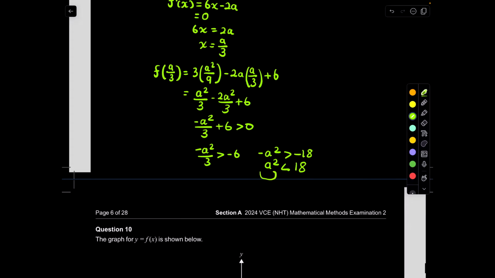So imagine this is your parabola. Let's draw the parabola. And this is your parabola. It looks like this.